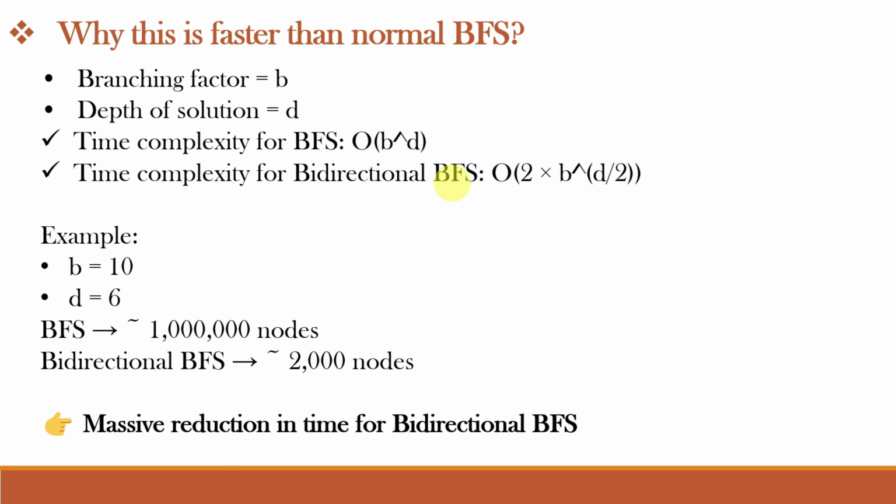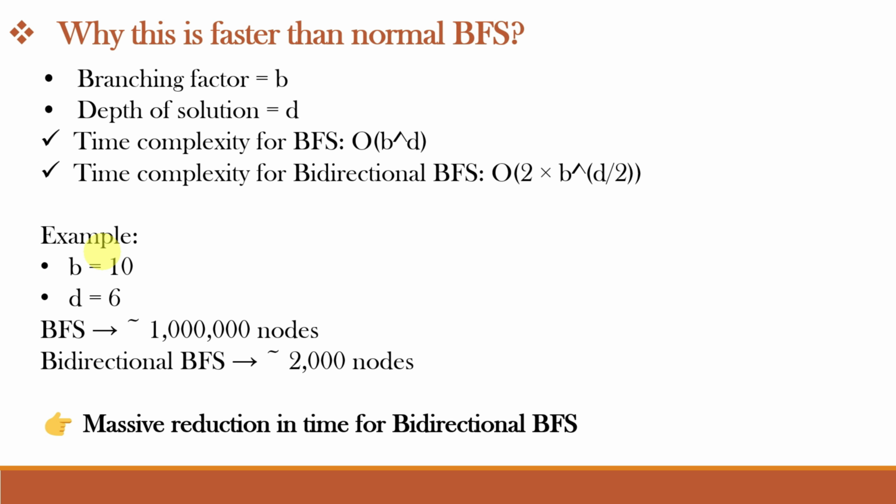For bidirectional BFS, two BFS searches run together, one from the start and the other from the goal. Each search goes only up to d by 2 depth, that is half of the depth, right? And they meet in the middle. So the time complexity becomes twice of b raised to d by 2.